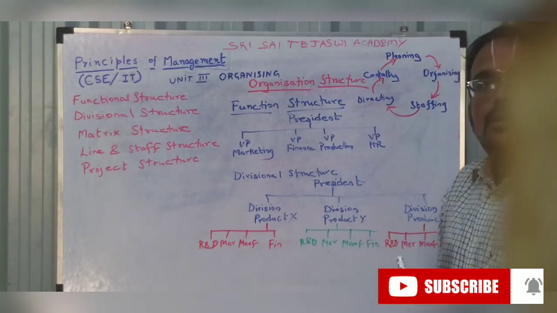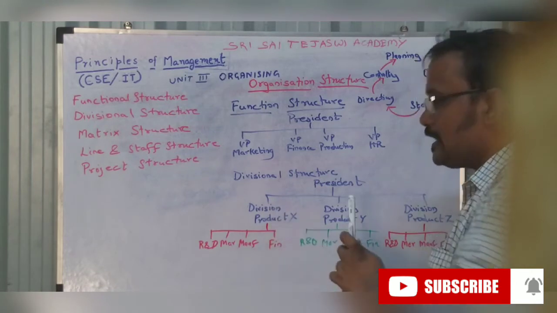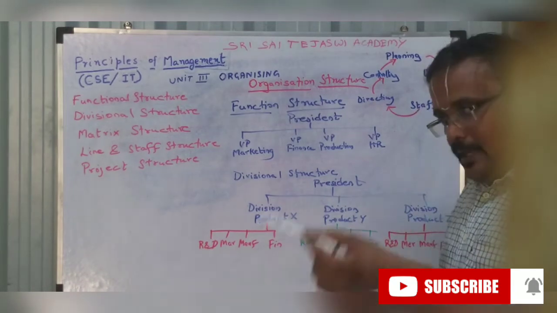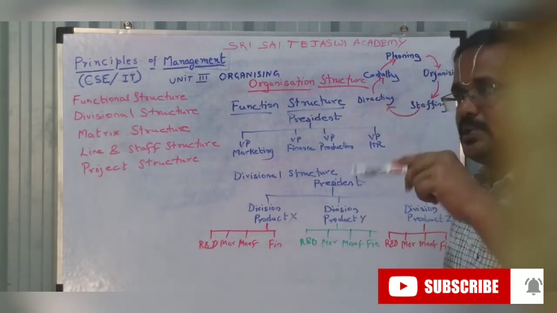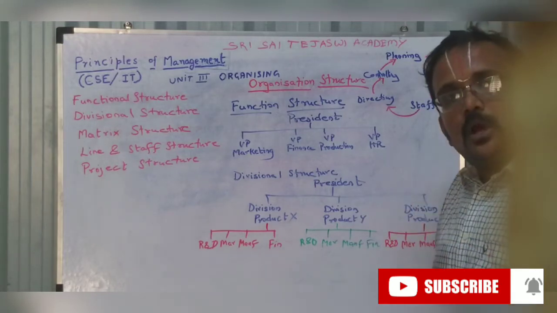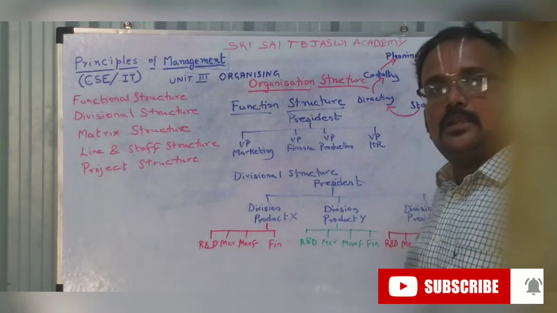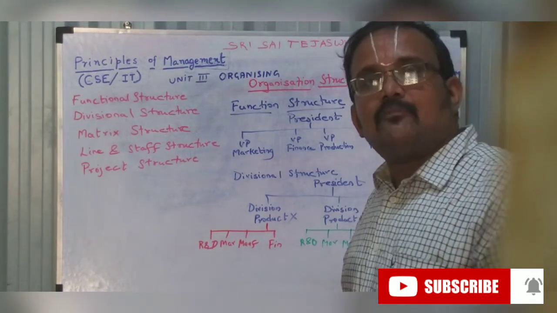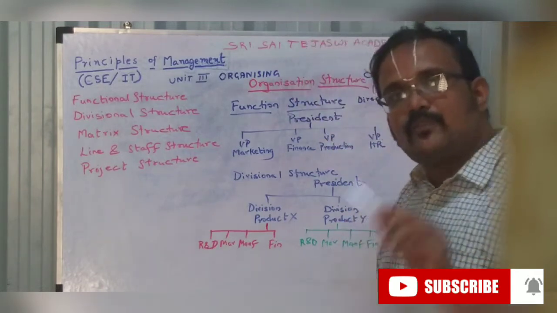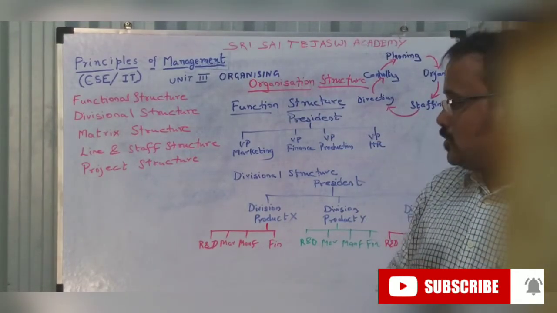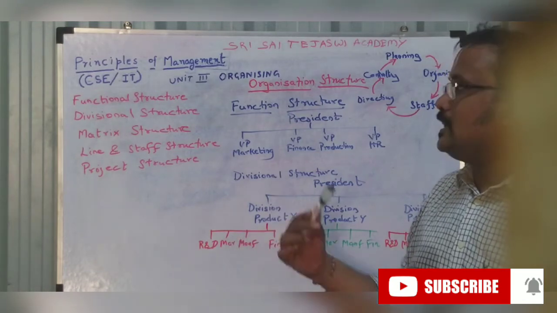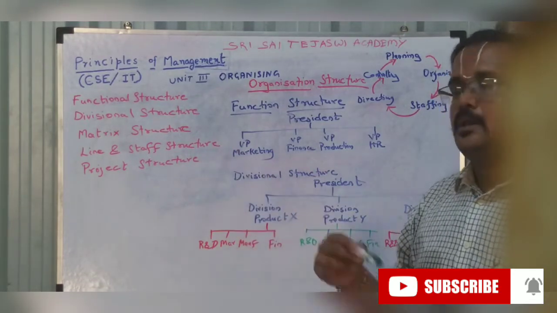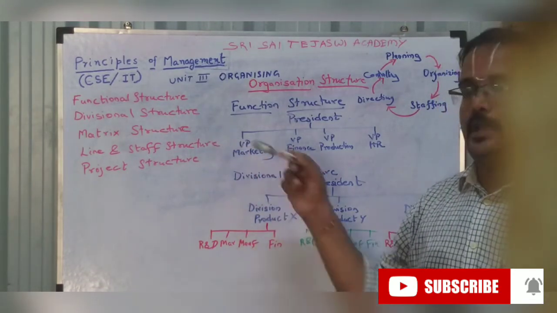This division can be based on location also. For example, railways. There will be people working in various divisions: Southern Railway, Northern Railway, Eastern Railway, Western Railway. So many divisions will be there. But there also marketing will be there, finance will be there, production will be there. Everything will be there. So that is divisional structure. We will continue with matrix structure and other structures.